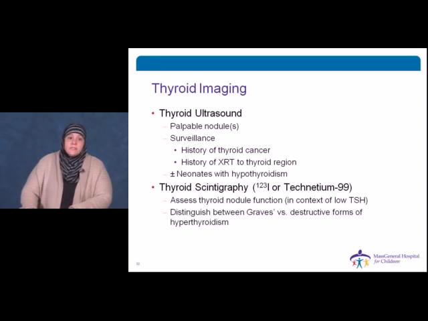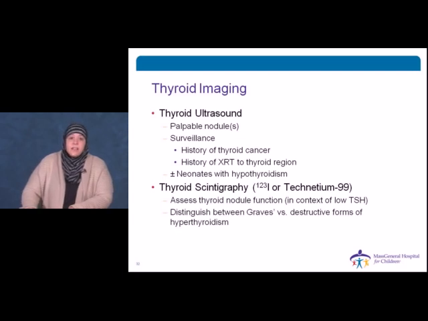We have two modalities of thyroid imaging that we use. The first is thyroid ultrasound, which is useful when you're investigating a palpable nodule or when you're surveilling someone who's had a history of thyroid cancer or a history of radiation therapy to the thyroid area. It also may be useful in neonates with hypothyroidism.